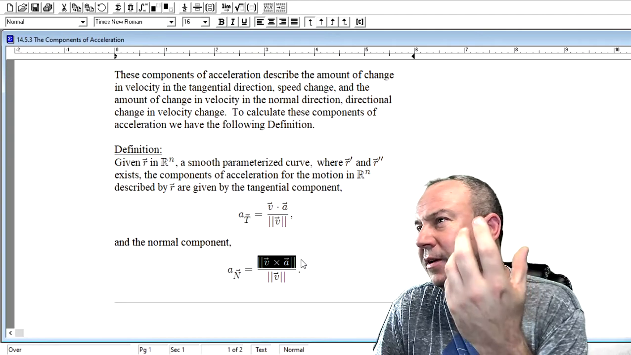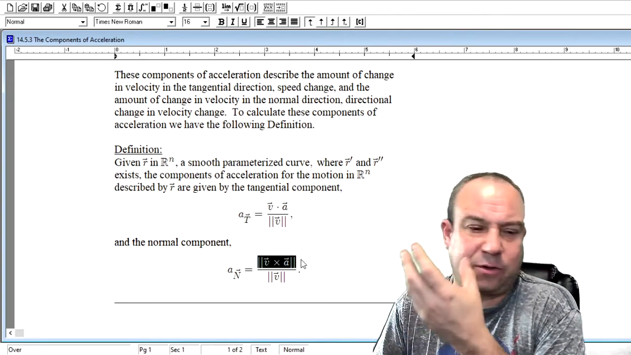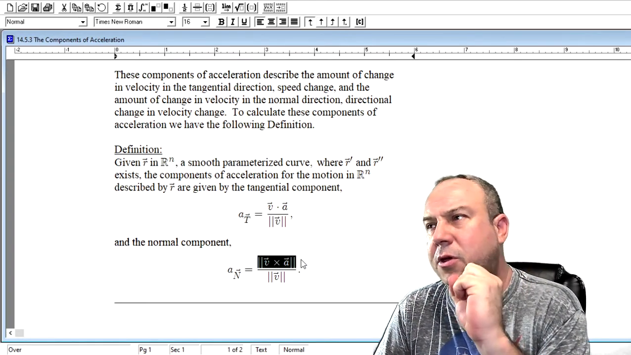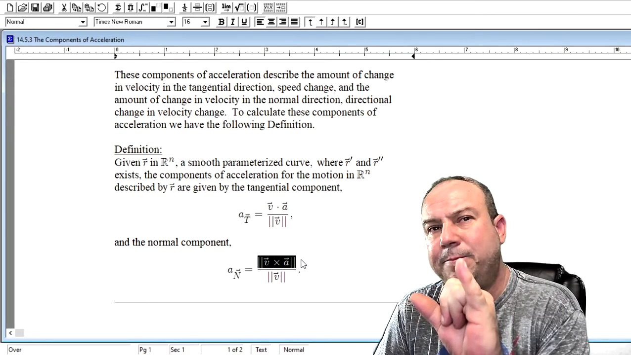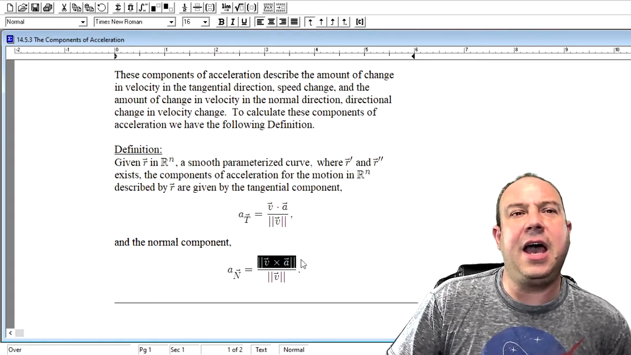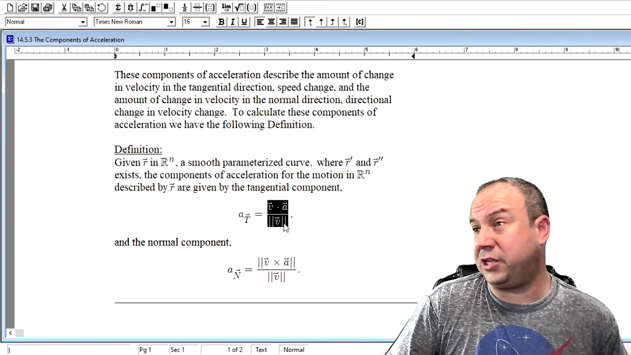We're talking motion in space. So if we have a description of velocity and a description of acceleration, we can put those together in dot product and cross product calculations to produce the values seen in these components of acceleration.